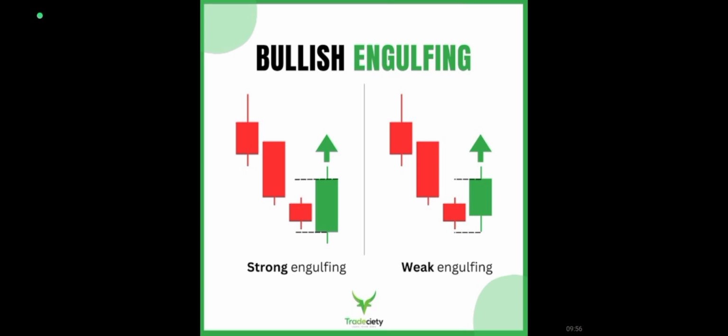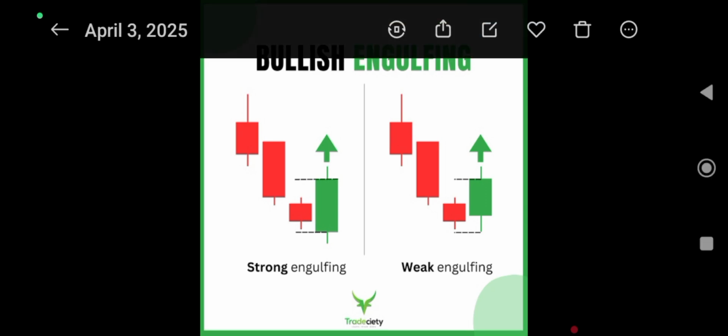Actually, we have two types of engulfing candlestick: the bullish engulfing and the bearish engulfing candlestick. So let's start with the bullish. You can see the bullish engulfing candlesticks. The bullish engulfing pattern here is a small red candlestick followed by a larger green candlestick that completely engulfs the previous one. It helps to signal a potential upward trend.